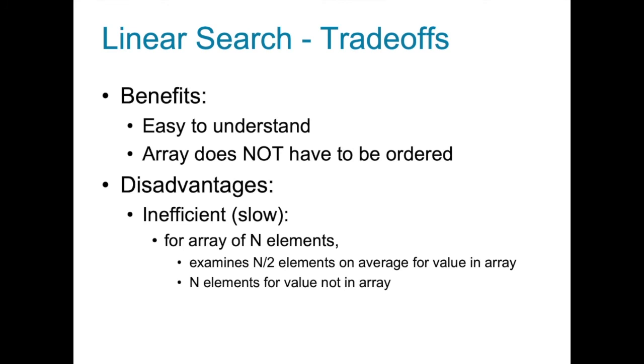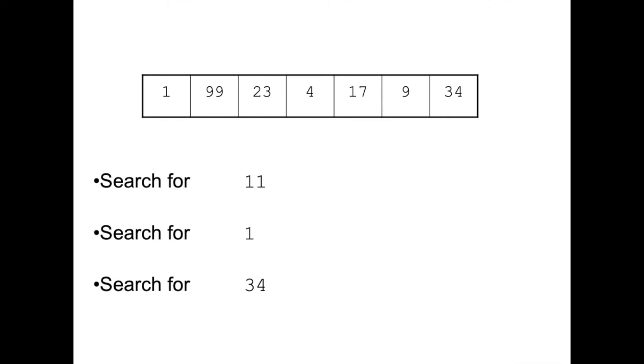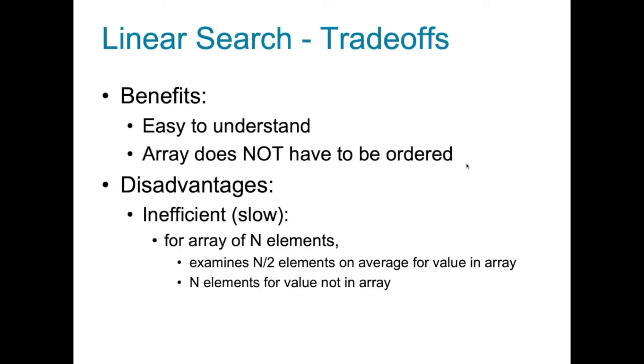So here are the trade-offs. The benefits of linear search: it's really easy to understand. The array doesn't have to be ordered. If you remember from our previous slide, the elements are out of order. Some search algorithms that we're going to look at have to be ordered. So for instance, 1 would be first and then 4 would have to be second. Before you begin the search, you actually have to order the array first. Linear search, you don't have to worry about that.